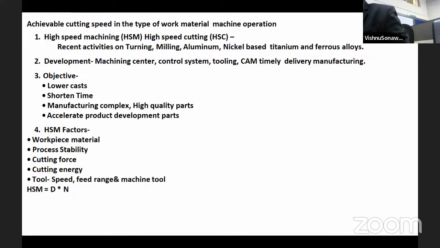But some factors are affecting high-speed machining. One factor is the workpiece material. If the workpiece material is hard, then it is difficult to machine the part. When it is plastic, a soft material, very little time is required to machine the part. But the challenges are the process capability, the cutting force and cutting energy, the speed, feed, and depth of cut of the cutting tool.